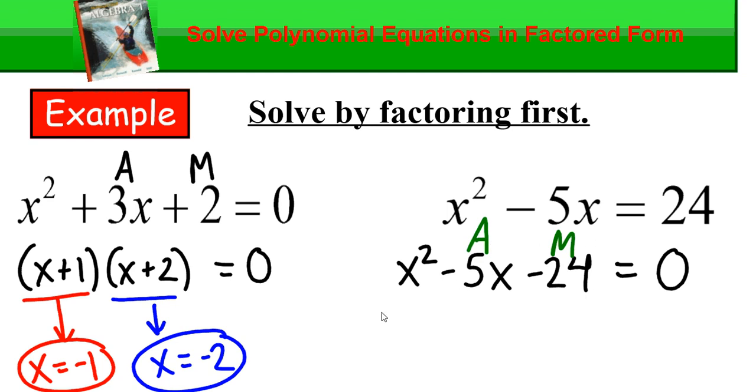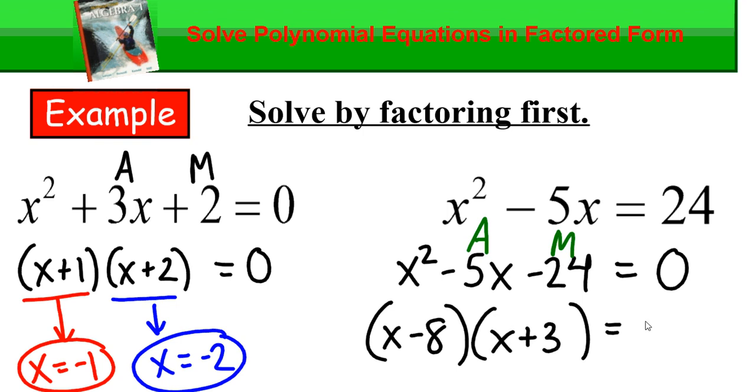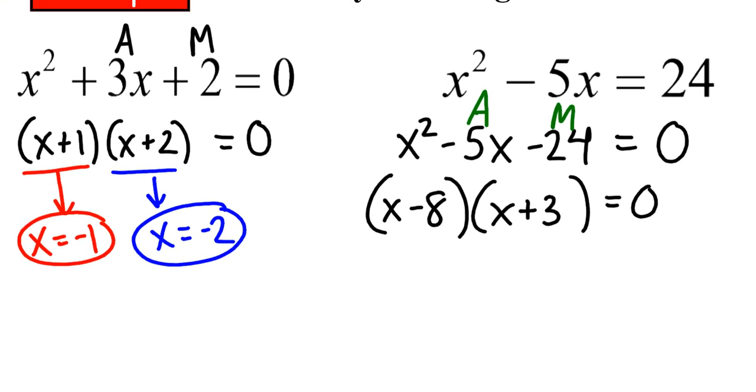If they add up to be a negative, the bigger number needs to be negative. You're thinking of numbers like 1 and 24, those are too far apart. 2 and 12 are too far apart. 6 and 4 are going to be too close. It's got to be -8 and +3 as my factors. You can check because -8 times +3 is -24, and -8 plus +3 makes -5.